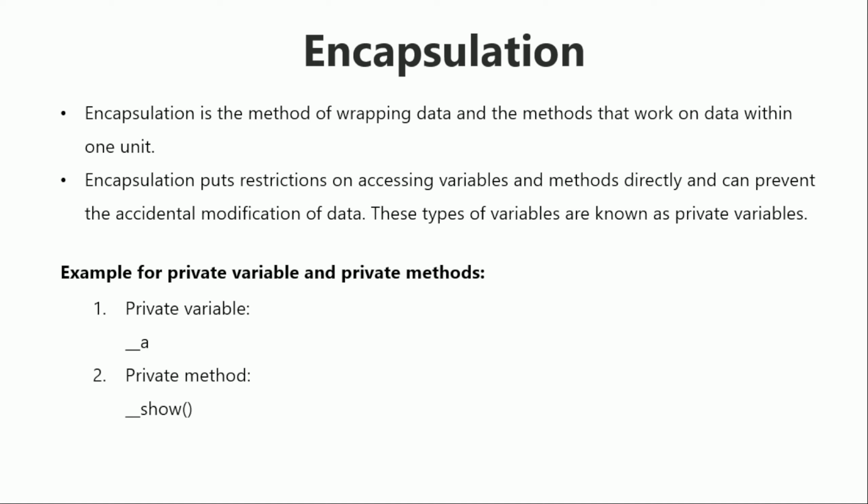Here we can make use of private variables and private methods to make the data encapsulated. For example, for a private variable, I have an example as underscore underscore a, and for a private method, I'm showing underscore underscore show. Now let us look into this encapsulation method with an example in the code.